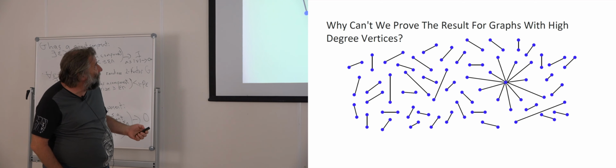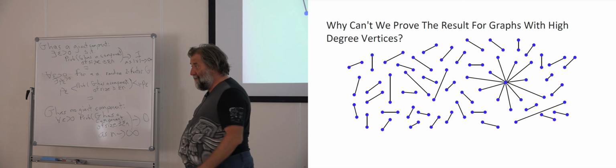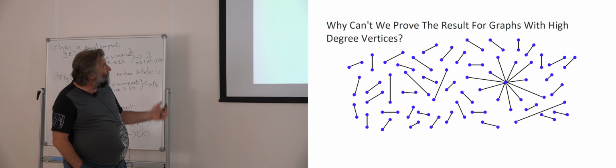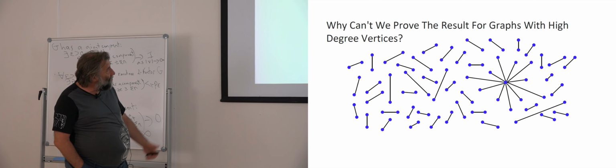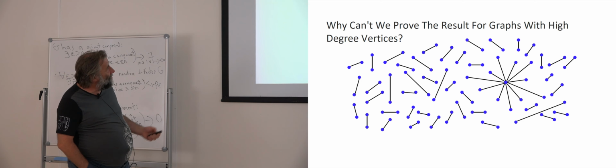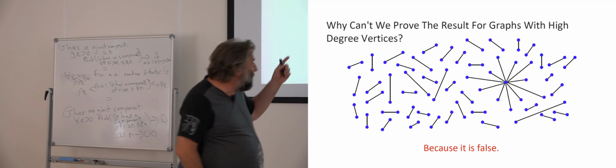So now we want to think about high degree vertices, because we've seen in these power law degree models, we can have vertices of high degree. So how can we prove this result? Why can't we prove this result for graphs with high degree vertices? The main reason we can't prove it for graphs with high degree vertices is because it's false. Okay? Think about this graph here.